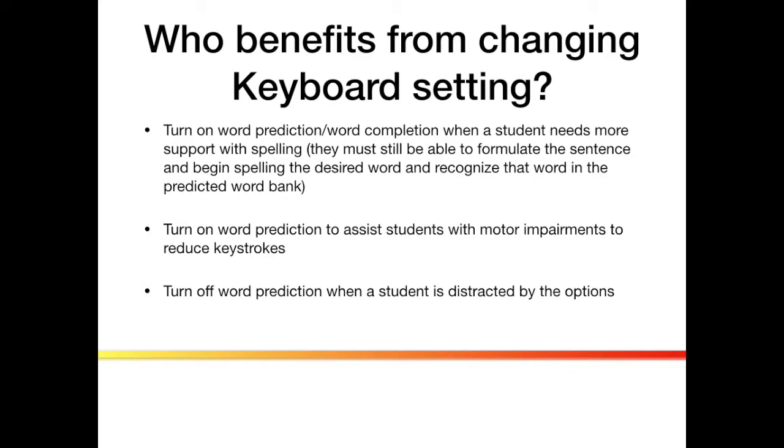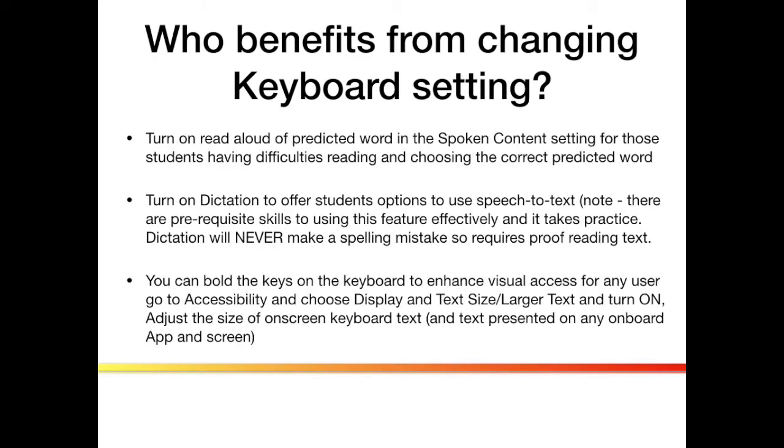We turn on word prediction to assist students with motor impairments as well to reduce keystrokes. And we turn off word prediction when a student is distracted by those options. Turn on read aloud of predicted word in the spoken content within the accessibility option setting for those students having difficulties reading and choosing the correct predicted word.